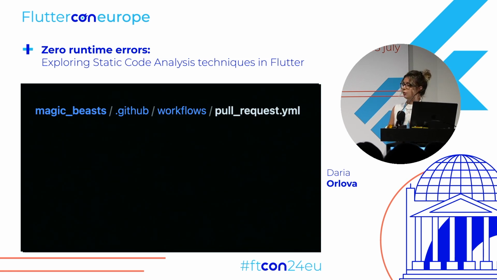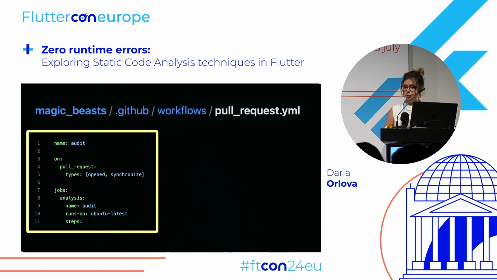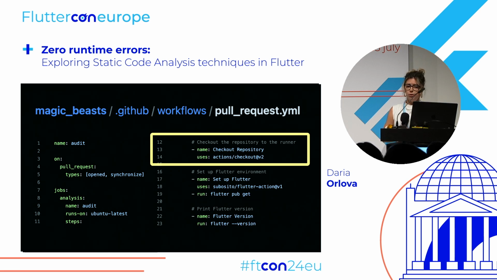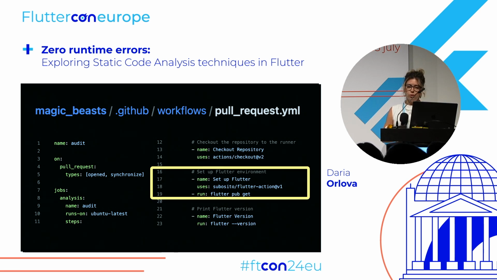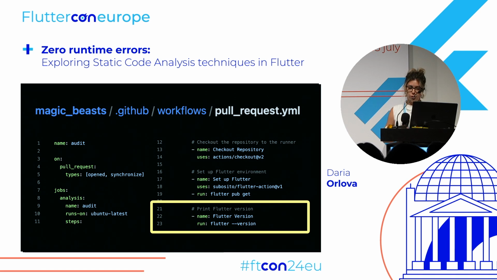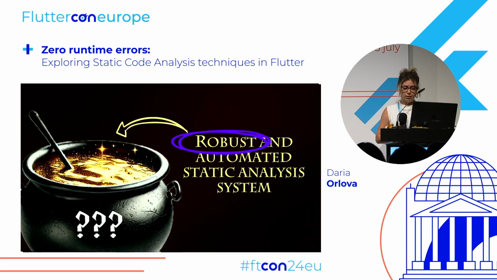First, in order to create a GitHub action, we will call it audit, and we will need to create a file we will call pull_request.yaml in the .github/workflows path in our repository. What we want to do is every time a pull request is opened, and also every time new changes are pushed to that pull request, we want to run an audit. Then we need to describe some admin steps. We check out the repository, we set up Flutter, we print the Flutter version. And that's it with the automated system.